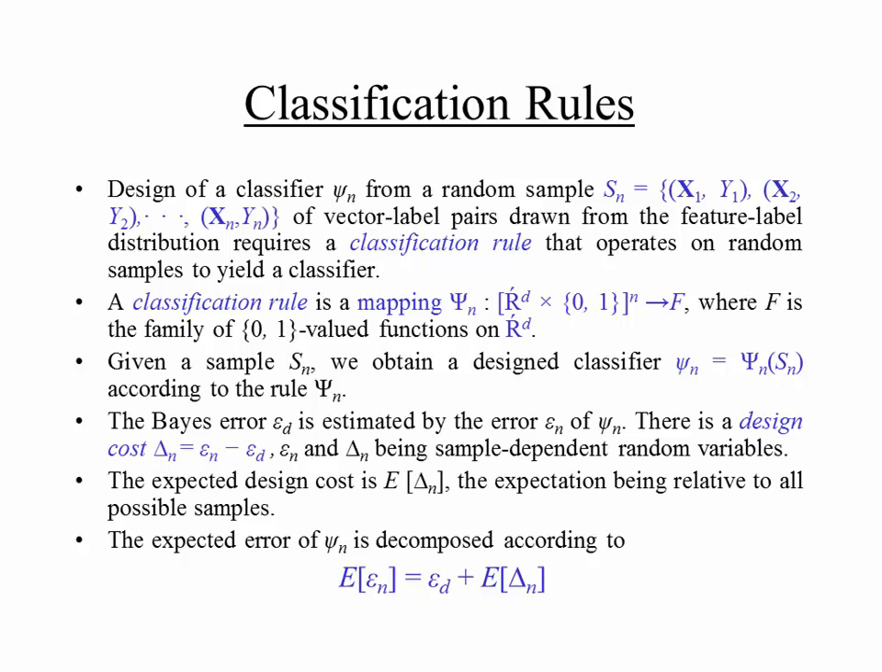So the expected error of the classifier psi n, the design classifier, you can decompose it into two parts. There will be the Bayes error, which is for the classifier that you haven't been able to design, plus the expected value of the design error. And the hope is that if the sample size becomes large, this fellow will go to 0, and then the error of the design classifier will approach the Bayes error. That is true, but that's only if the sample size is large. If the sample size is small, then you are in trouble.